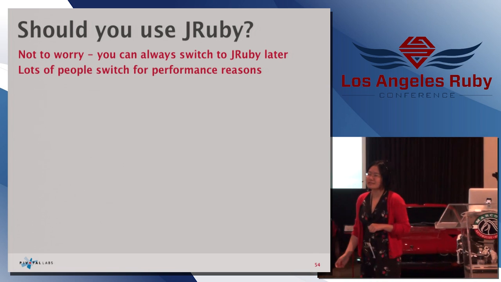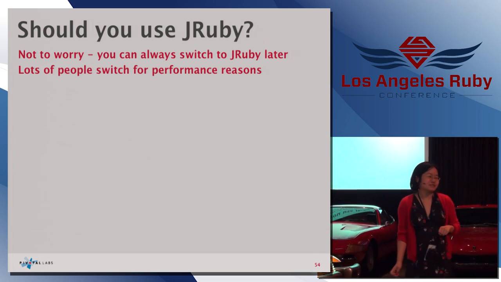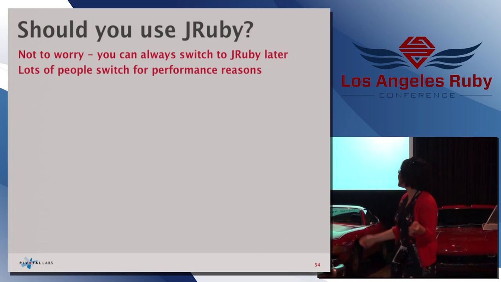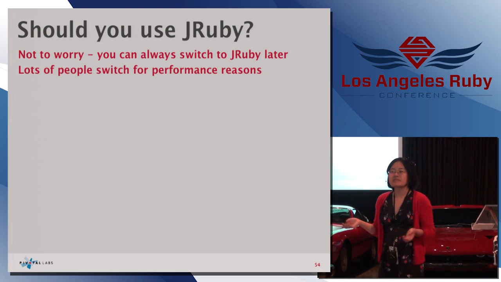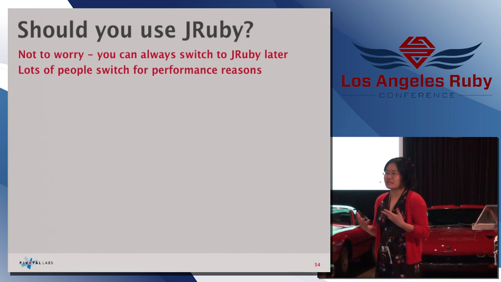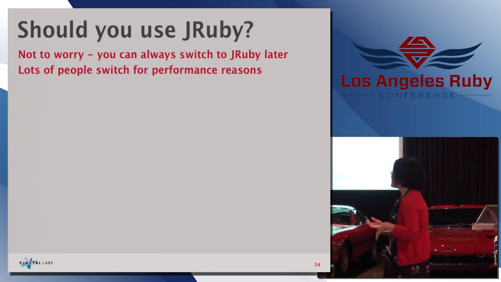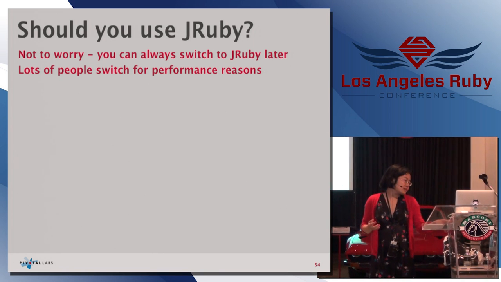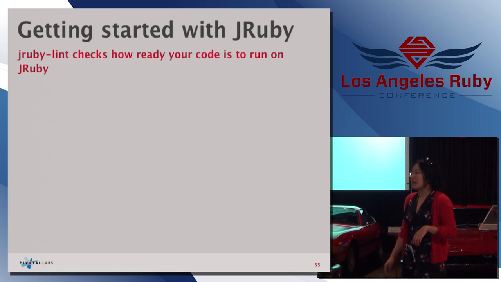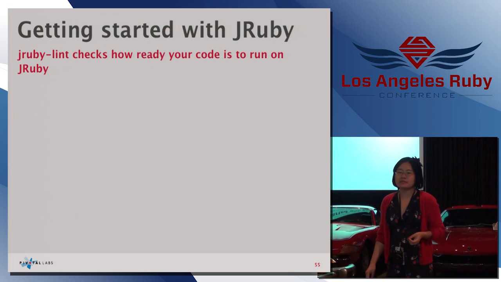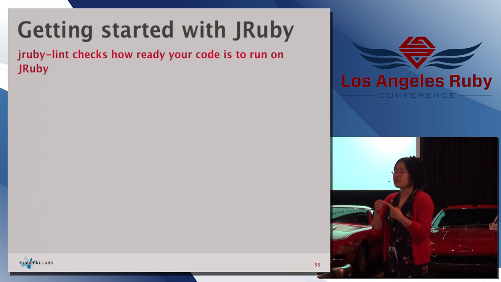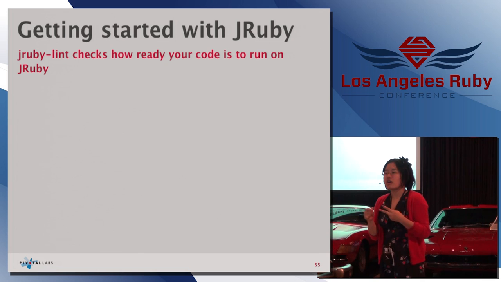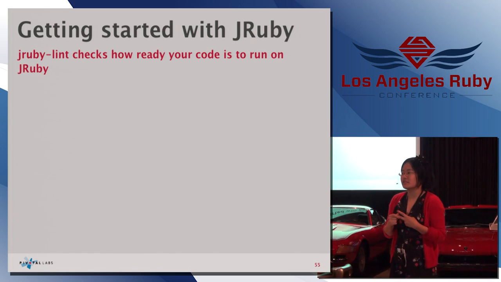But don't worry, even if you choose not to use JRuby now, we'll still be there for you in a few years when you realize that you have performance problems. Lots of people switch for performance problems, and Twitter is one of them. There are a lot of guides available on the internet from people who have done the switch. And if you want to get started with JRuby, I would recommend this utility released by the JRuby team, which helps you assess your project's readiness to switch over to JRuby by checking whether you have dependencies which are not JRuby compliant, or if you have code that may execute differently under JRuby.